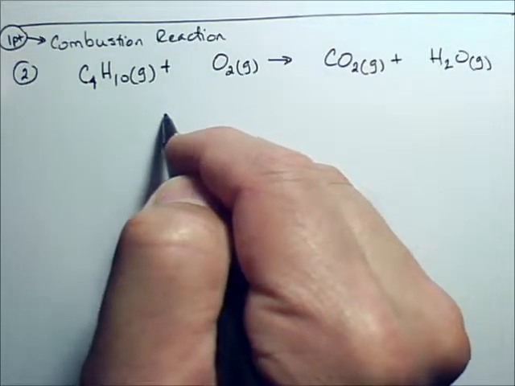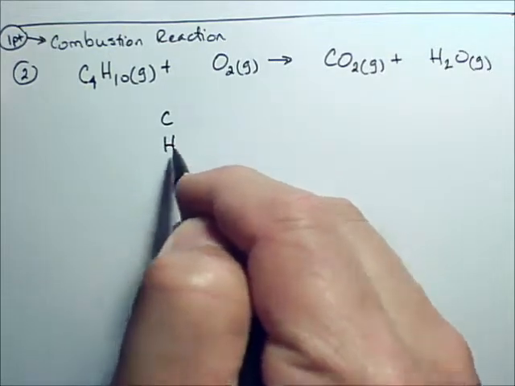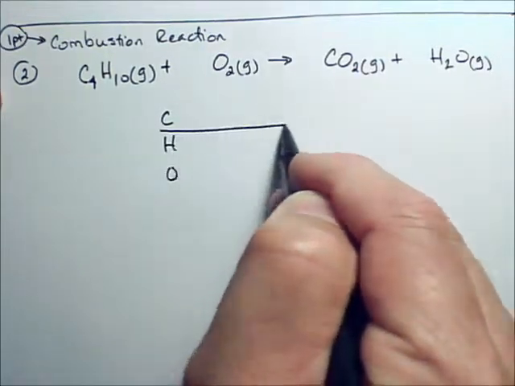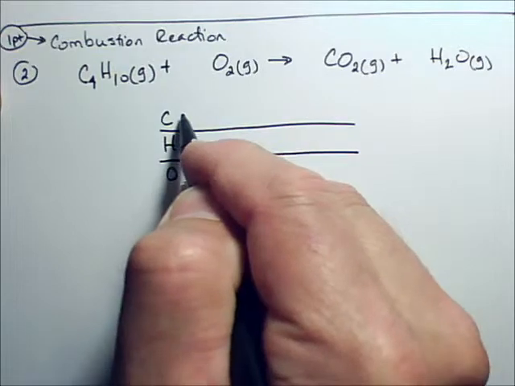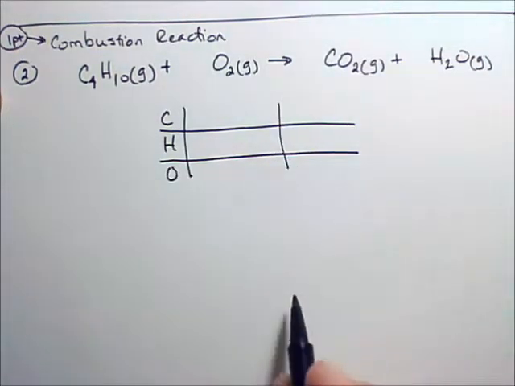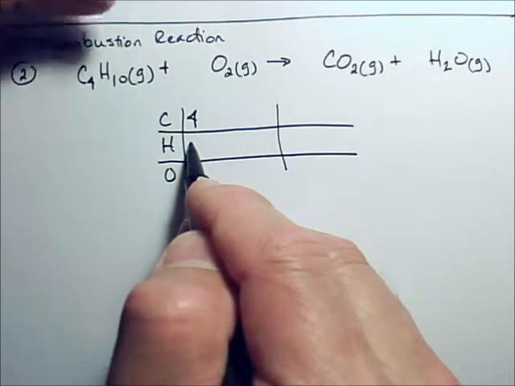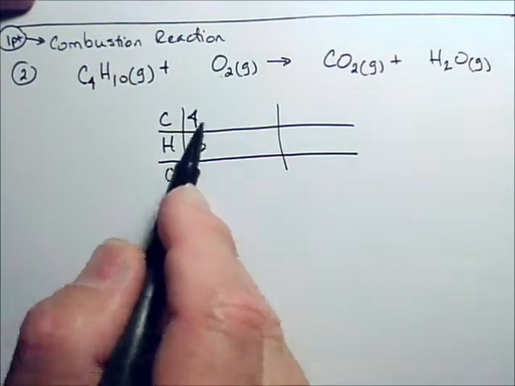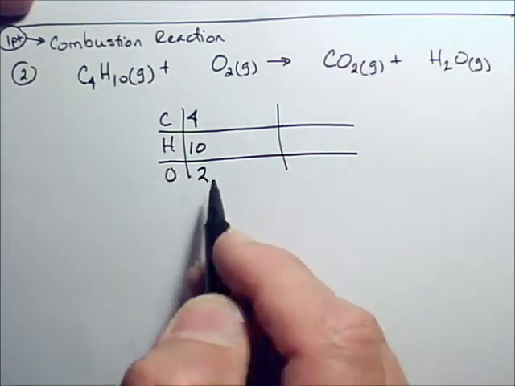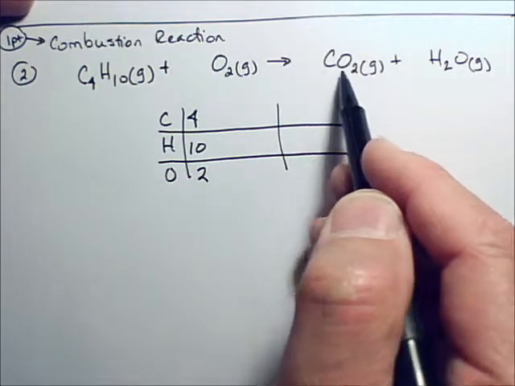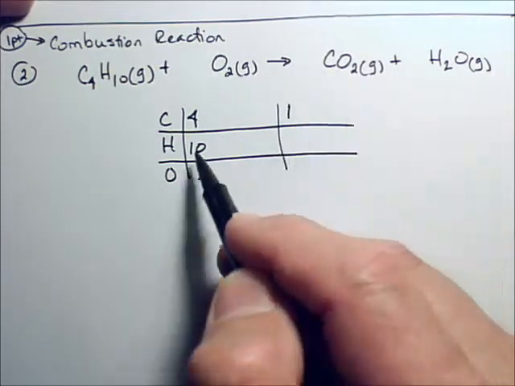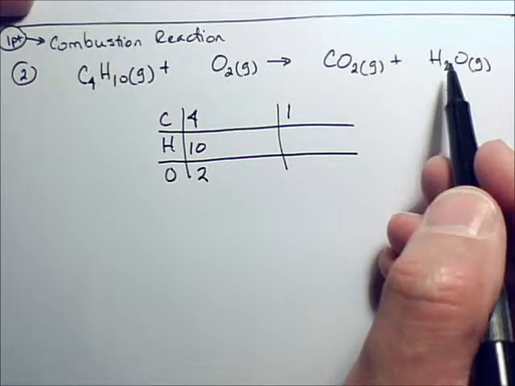So let's put down CHO, and there's our sneeze. Okay, I see 4 carbons, 10 hydrogens, 2 oxygens. I see 1 carbon here.